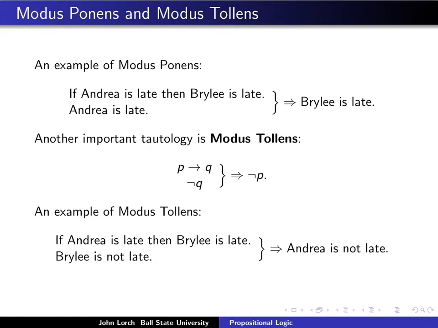Okay, now there's another important related tautology called modus tollens. What it says is that if you know if P then Q, and you know not Q, then you know not P. So here's an example of modus tollens. So it says, if Andrea is late, then Briley is late. Briley is not late, and therefore Andrea is not late.